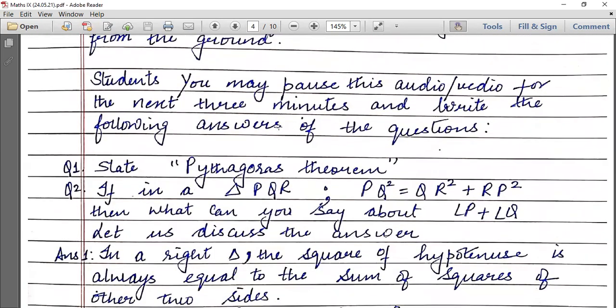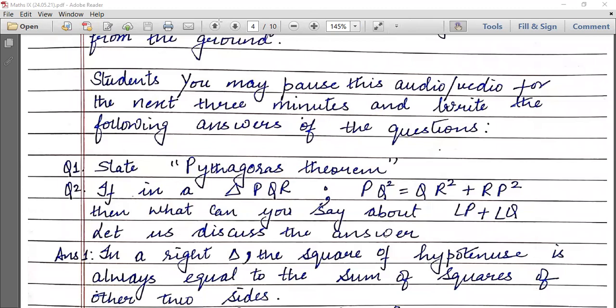Now, children, you may pause this audio or video for the next 3 minutes and write the answers of the following questions. Now, first one is state Pythagoras theorem. Then, if in a triangle PQR, PQ square is equal to QR square plus RP square, then what can you say about angle P plus angle Q? Now, children, 3 minutes are over. Now, let's discuss the answer of these two questions.